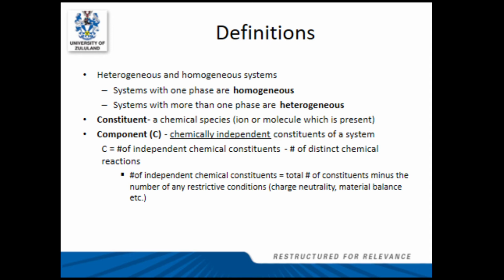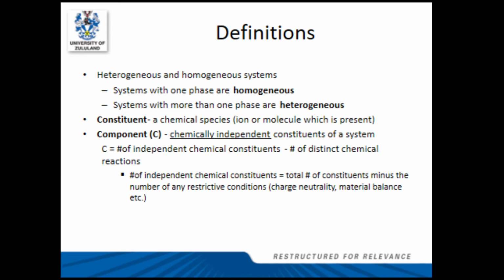Moving forward, let's look at some of the definitions before we look at some examples. Within the system, we can have the heterogeneous as well as the homogeneous system. What is the difference between these two systems? When we talk about a homogeneous system, we talk about a system whereby we only have one phase. But when we talk about a heterogeneous system, we talk about a system with more than one phase.